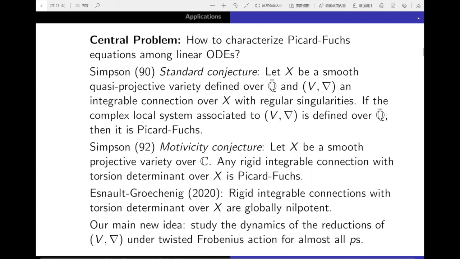I don't know much of the progress about this conjecture, but at least it gives a good prediction for when these two Q bar structures meet. As in Ellen's talk, I think it was already said that the Riemann-Hilbert correspondence is complex not algebraic. So when these two Q-bar structures meet, then this is Picard-Fuchs. This is a beautiful conjecture.